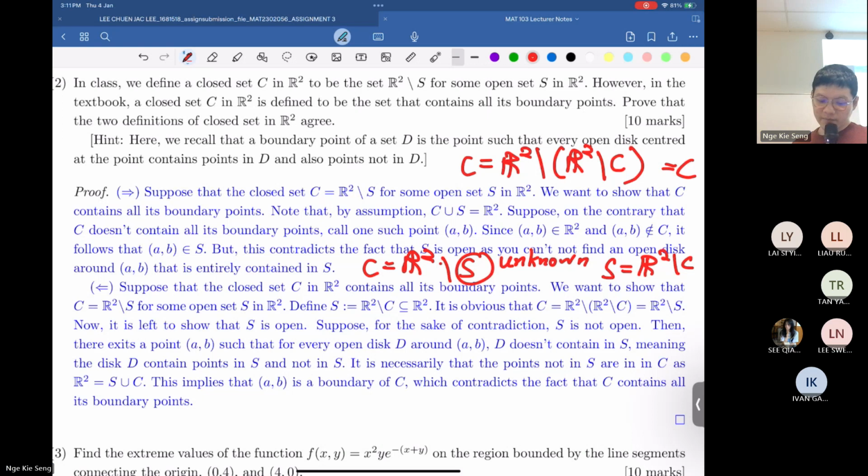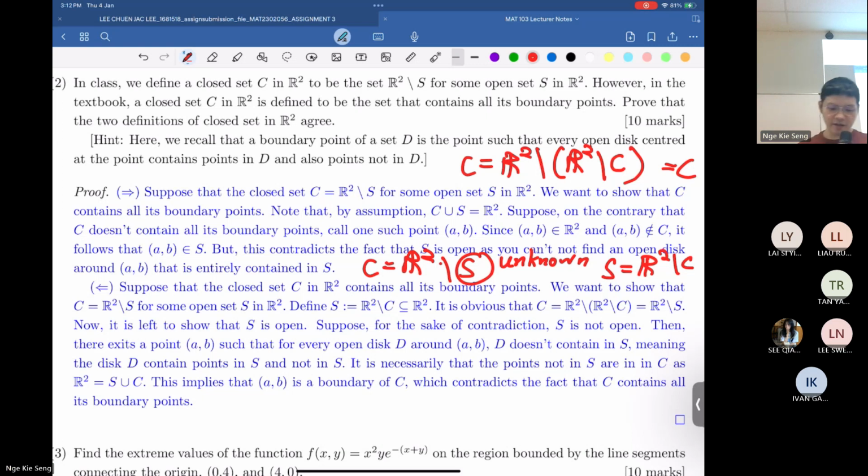Okay. So once you pick this, try and show that this thing is open. Okay, how to show that this thing is open? For every point, you need to be able to find an open disk. But I don't know what is C. So what I can do is, I again use contradiction. Suppose X is not open. If X is not open, what happens?